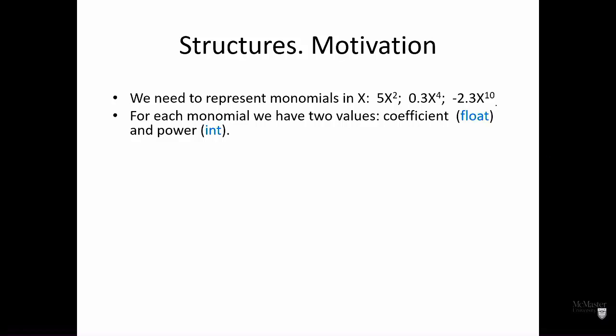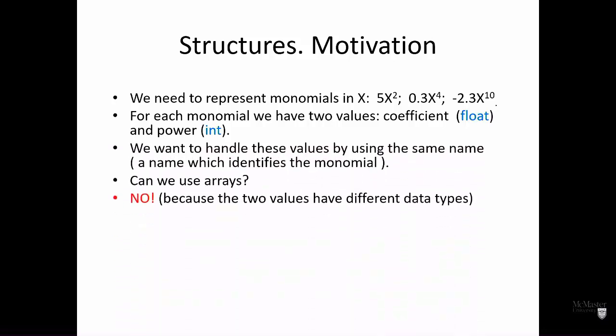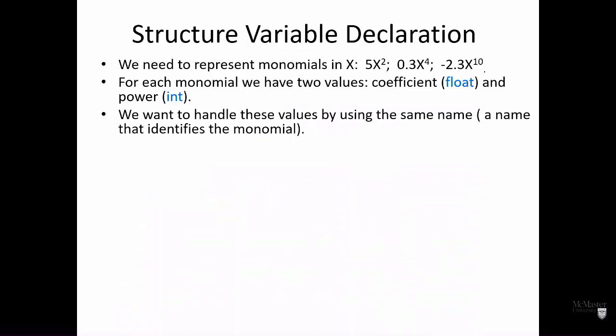So we want to define such a monomial. Again, so far, we cannot do this in C, because you cannot define a pointer, an array, or something that has both coefficient and power, and the problem is coefficients can be floating point, but power is an integer. So these are two different types. Good? So we're going to do this using structures.